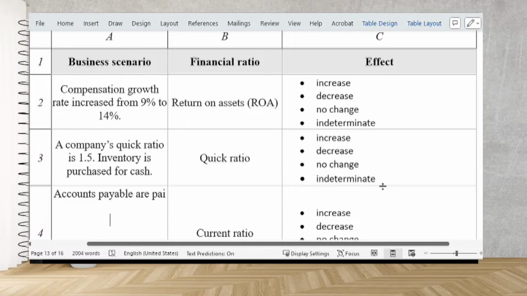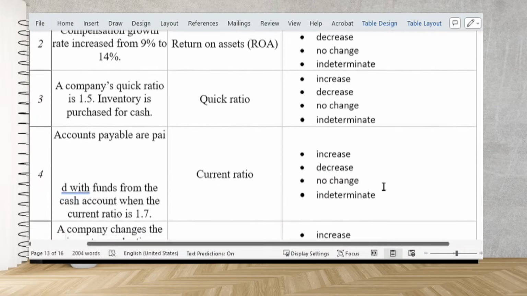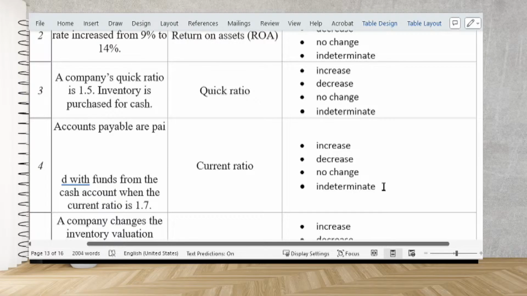Second, sir, the quick ratio is 1.5 and inventory is purchased. So the quick ratio decreased, because the cash goes down. Correct. Yes, sir. Next.